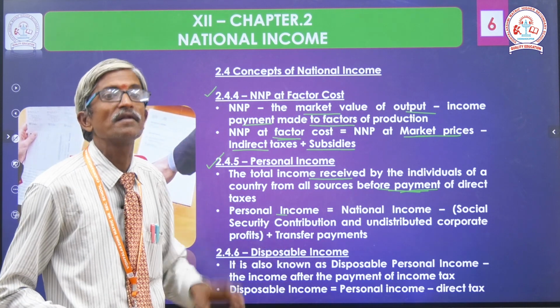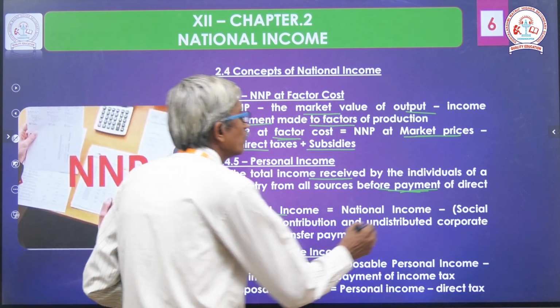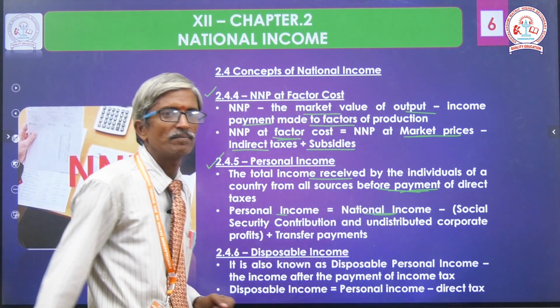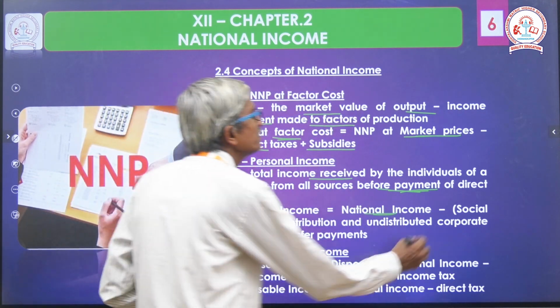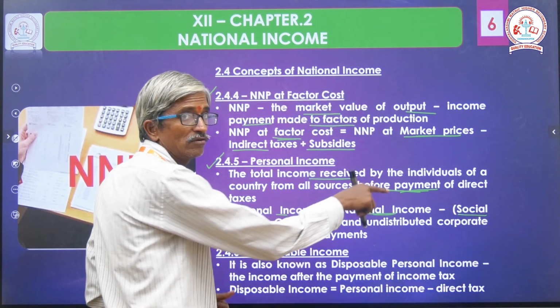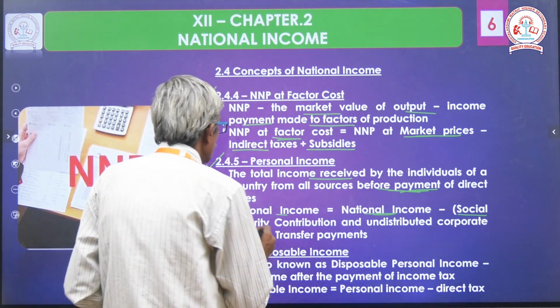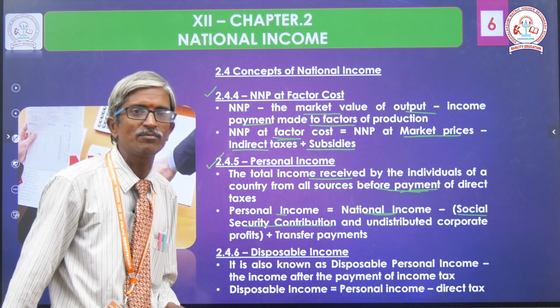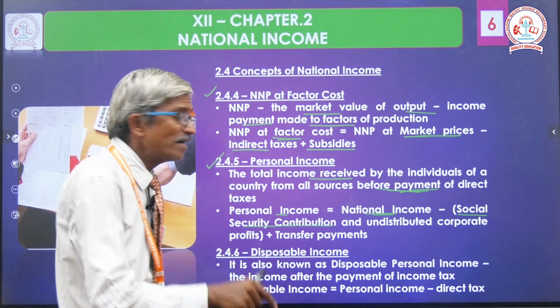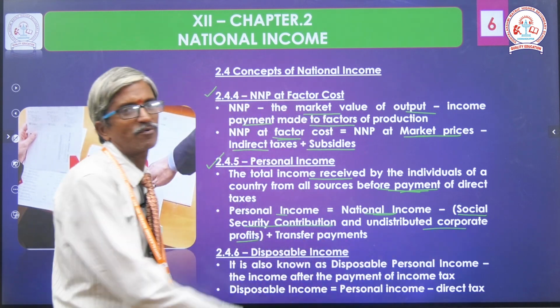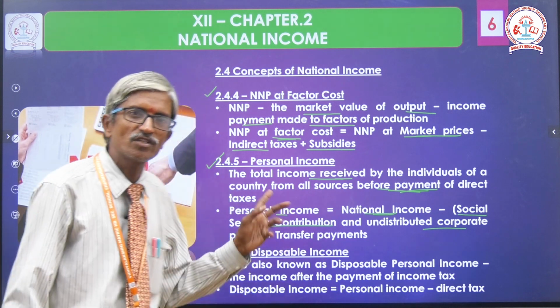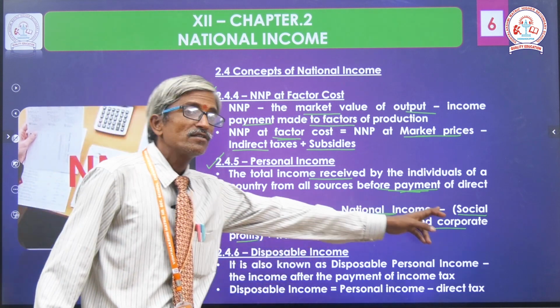What is the formula here, sir? Personal income equals national income minus, we have to include under a bracket, social security contribution and undistributed corporate profits. Clear? So that is the thing we have to include here.